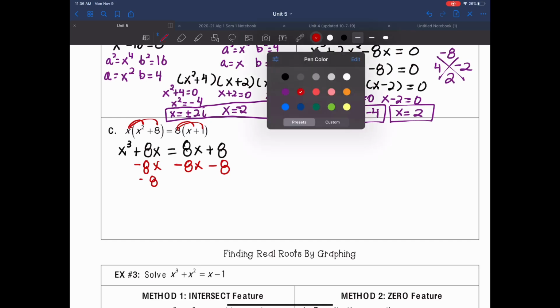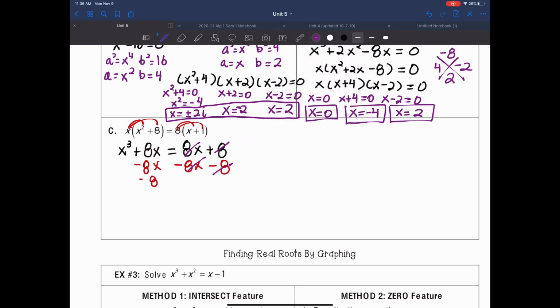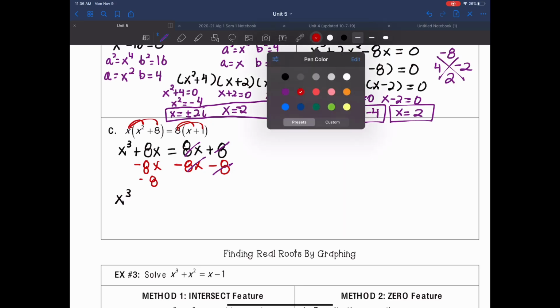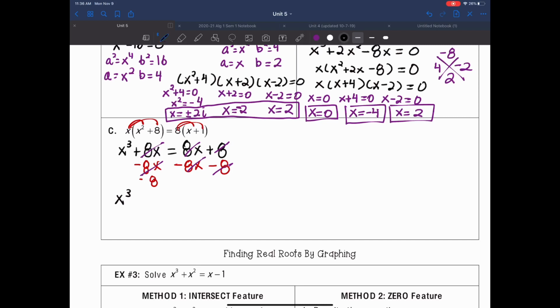So that turns into 0 on the right, and this is going to turn into x cubed plus, oh, would you look at that? My 8x's cancel. Hallelujah. That makes my life pretty easy. The 8x's go away. So I have x cubed minus 8 is equal to 0. Now, what does this look like? This looks like a difference of cubes, because I have x cubed minus 8. I know that a cubed is equal to x cubed, b cubed is equal to 8, so a is going to equal x, and the cube root of 8 gives me b equals 2.